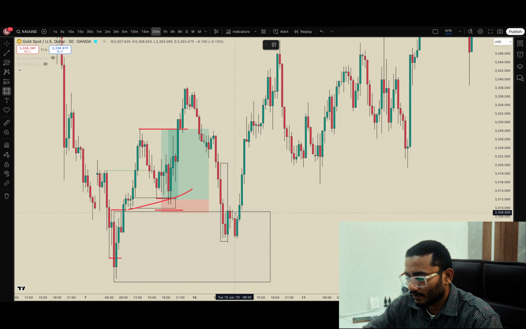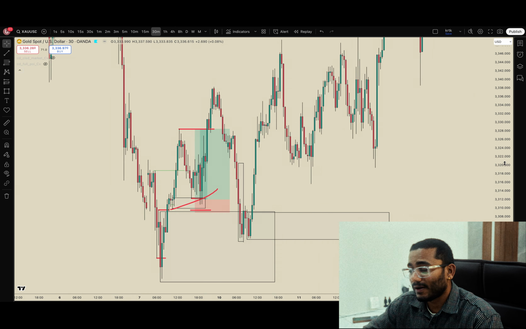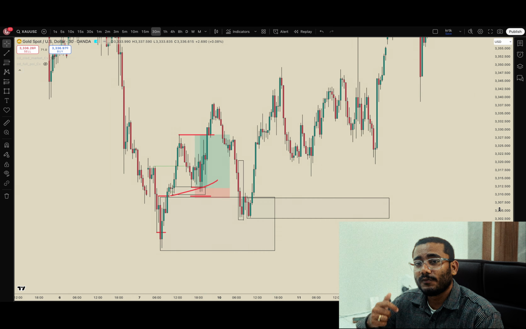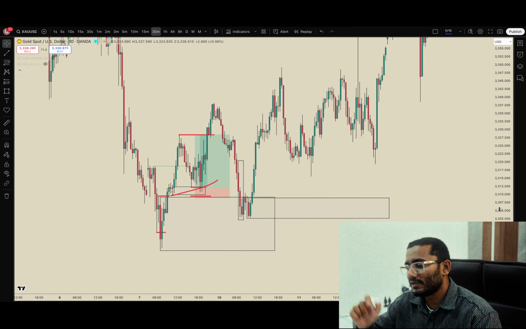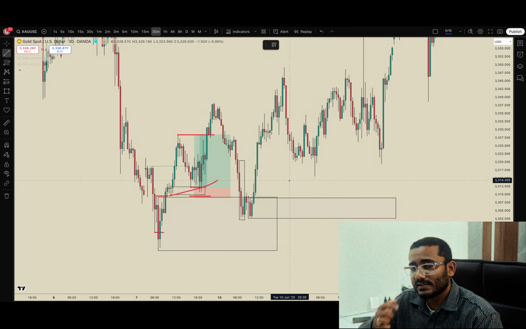Also, we can see price created an order block. And as I said, price does not need to mitigate the order block. It will create the liquidity and sweep it, and then it will start to go up. It's much easier for price to create liquidity and sweep that liquidity instead of tapping our order block.